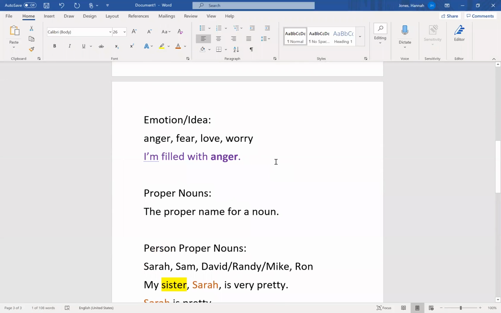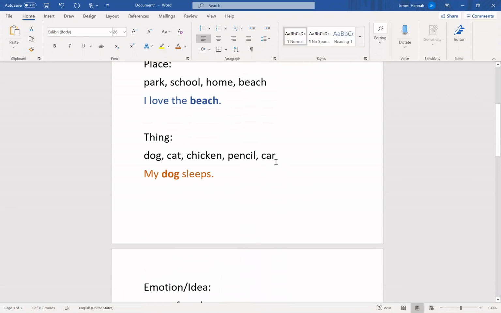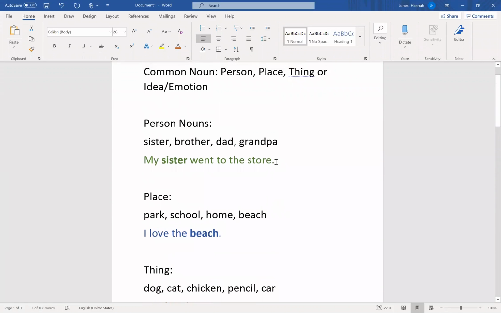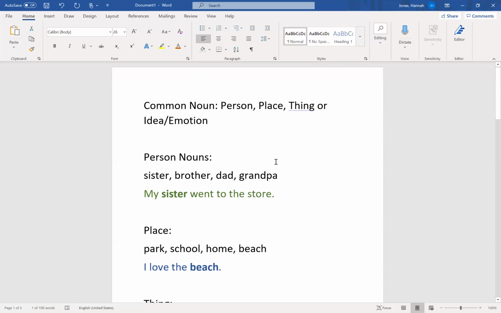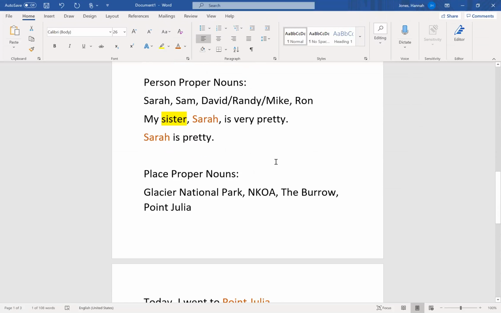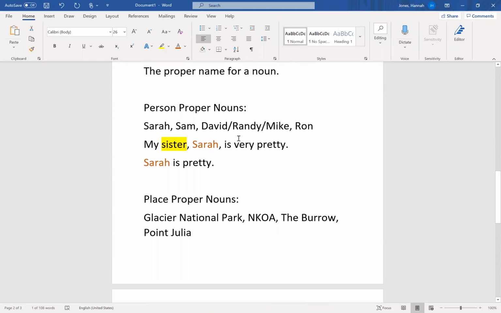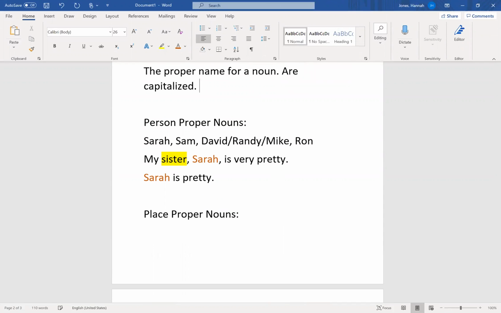Common nouns, as you can see, anger, fear, love, worry, dog, cat, chicken, pencil, car, park, school, home, beach, sister, brother, dad, grandpa. Common nouns do not tend to be capitalized. But proper nouns, and we can put that over here if that helps you, are capitalized. So proper nouns are capitalized.